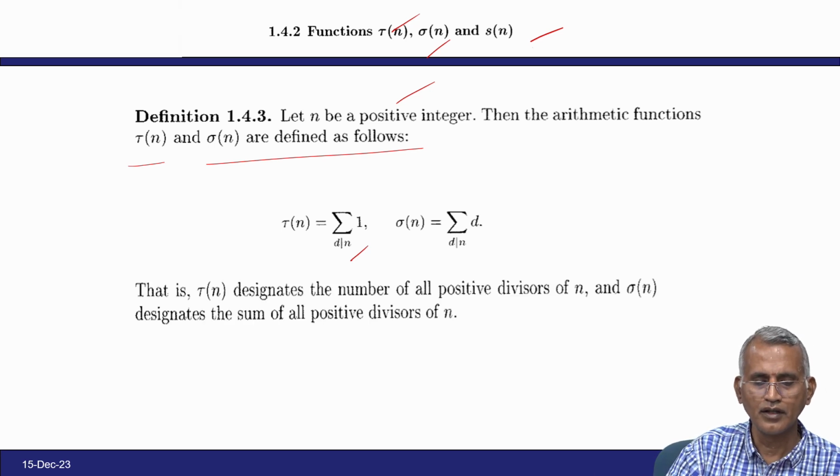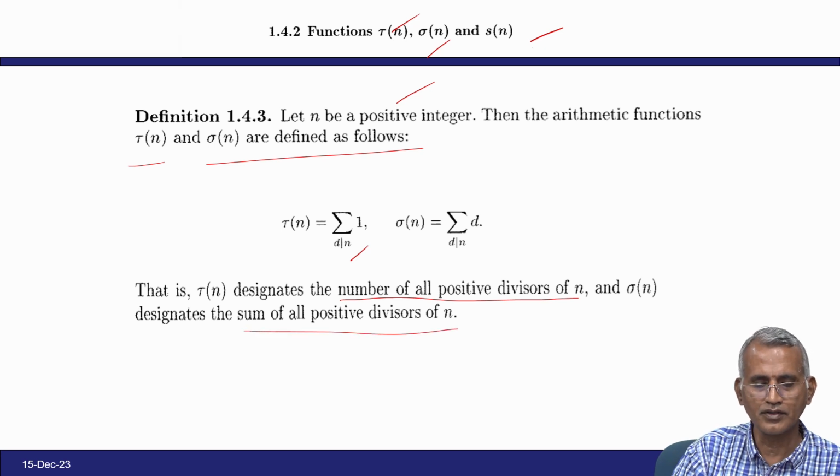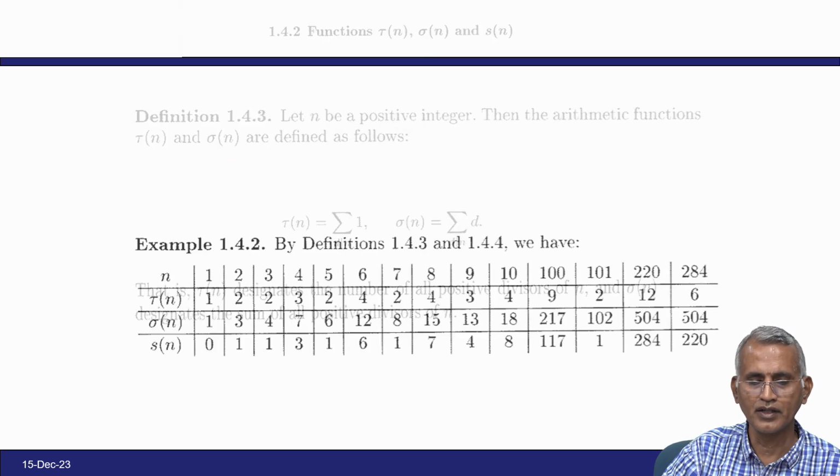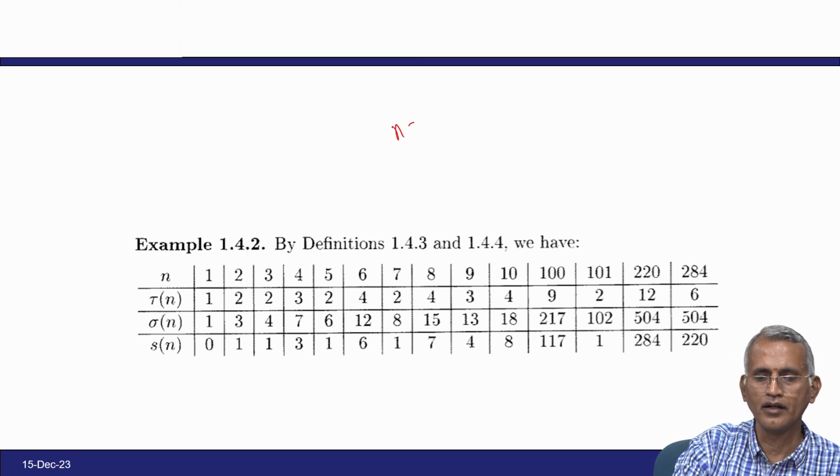For example, tau of n designates the number of all positive divisors of n. Sigma of n designates the sum of all positive divisors of n. See the difference: number of positive divisors here, sum of all positive divisors here. So, that is most important. Let us see some more examples, right. You take n equal to 1.